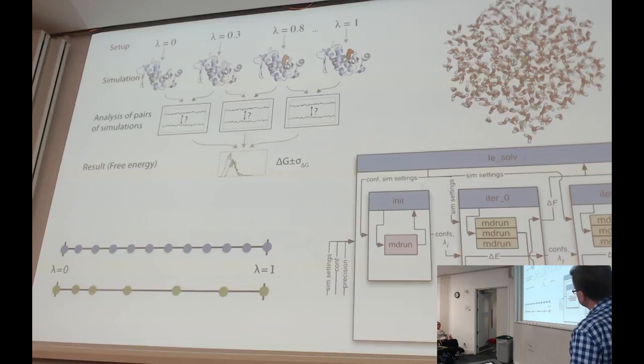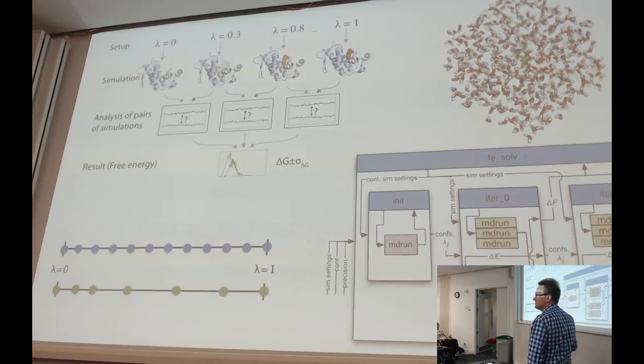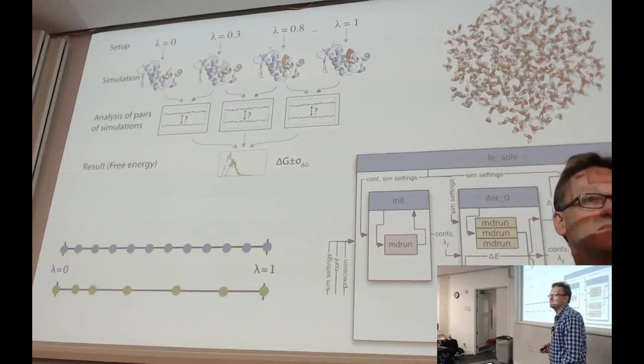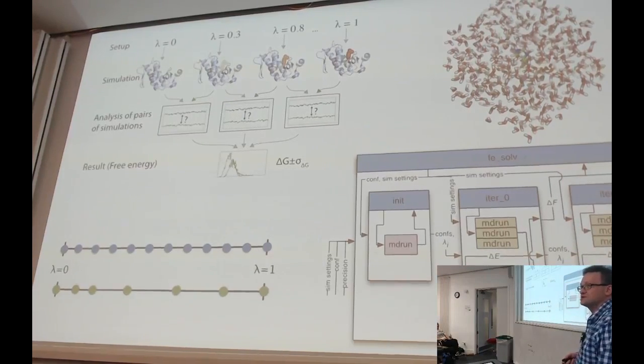Based on the value of those initial simulations, you decide how your lambda points should be spread. And then we run these simulations for a couple of nanoseconds, and then we look at the statistical error in each of these points. And then we set a target for this. Say that you would like your error to be 1 kT in each point. And then we keep extending the simulations not until you reach 10 nanoseconds, but until you reach the 1 kT error in each point.